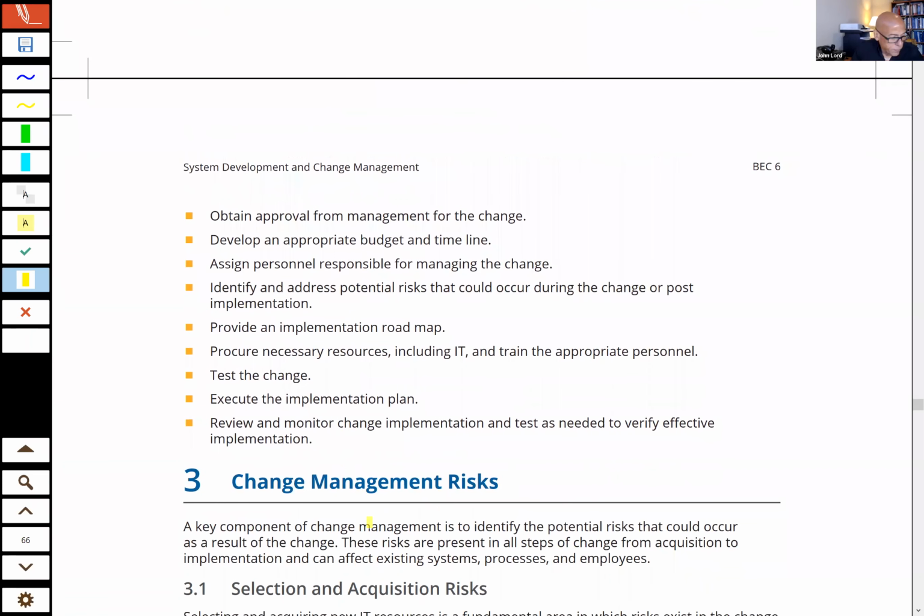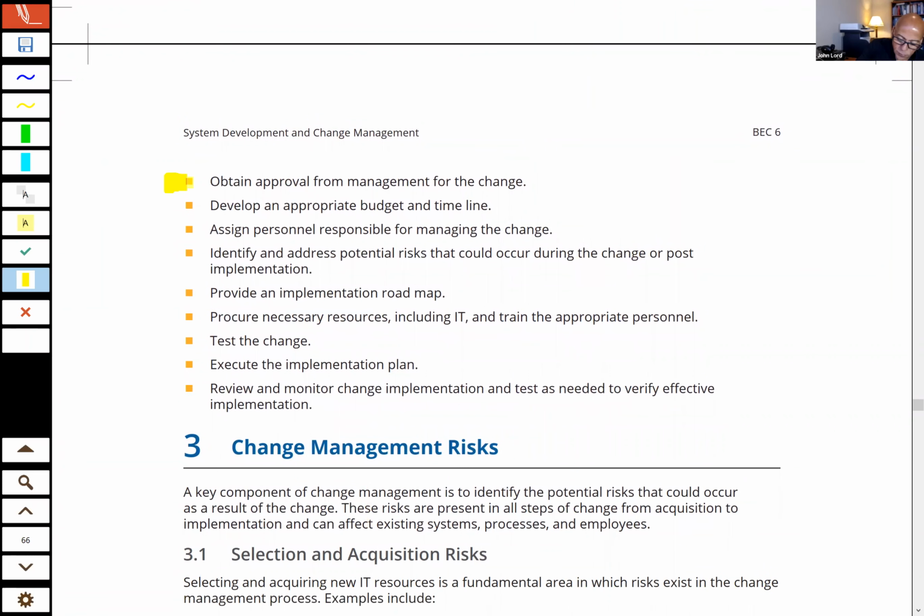Obtain approval from management for the change, obviously, but we're not going to start, hey, guess what, we just revamped the whole IT system. You're going to love it. Obviously, you need that approval, but more than the approval, you also need the sponsorship, because we're going to see that one of the risks is going to be resistance to the change. And so you need sponsorship from high levels of the organization.